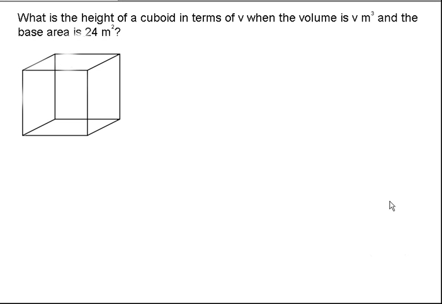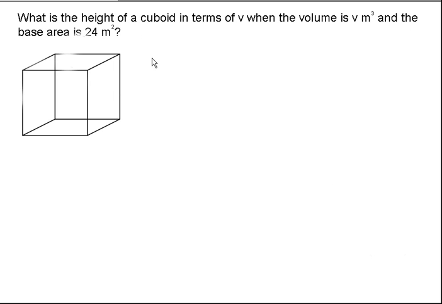What is the height of a cuboid in terms of V when the volume is V cubic meters and the base area is 24 square meters? A cuboid is a cube, and here I have shown a cube. The cube has the same length when it comes to the length, width, and height. So the length, width, and height of a cube are equal.